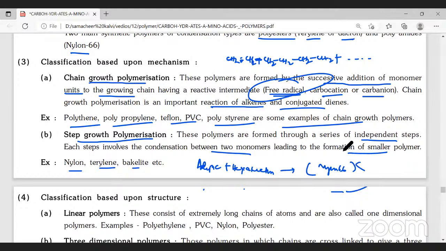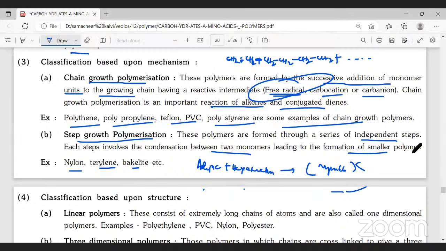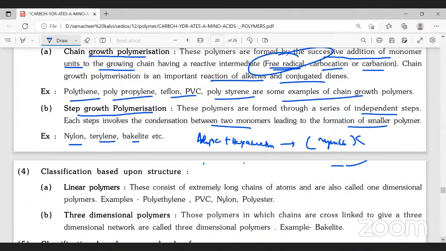So these are polymers formed through a series of independent steps. Each step involves the condensation between two monomers, leading to the formation of a smaller polymer. One unit of adipic acid and one unit of hexamethylene diamine is a smaller polymer. Many smaller polymers will combine to give a larger polymer. This is called step growth polymerization.